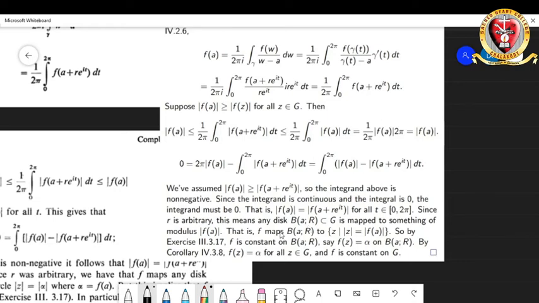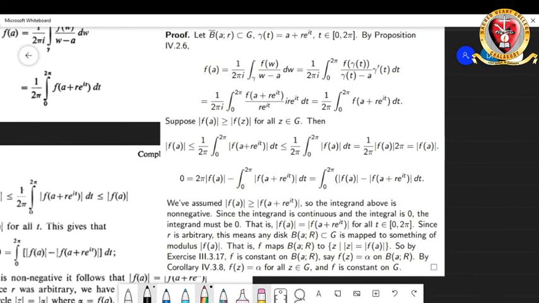So we get that you can just verify how you get f to be constant there. You can check out exercise 3.17 to work out how this function is becoming a constant. And that is how we end the proof of the maximum modulus theorem here.